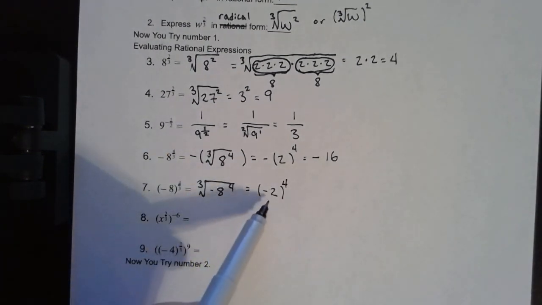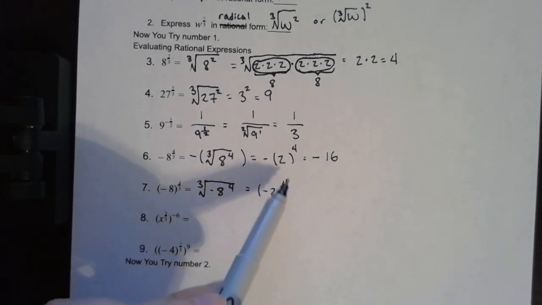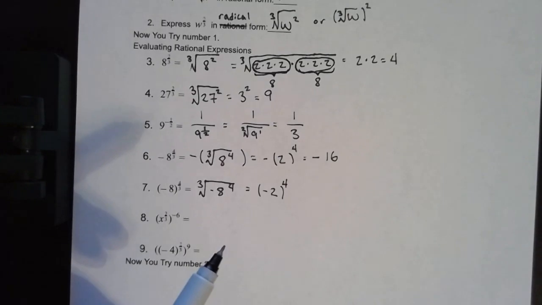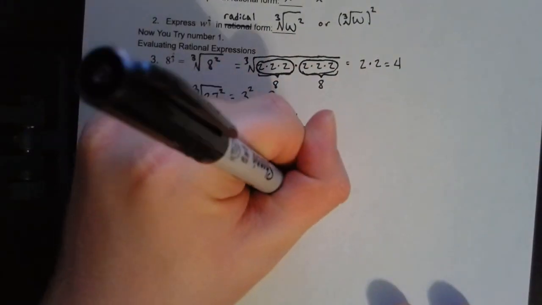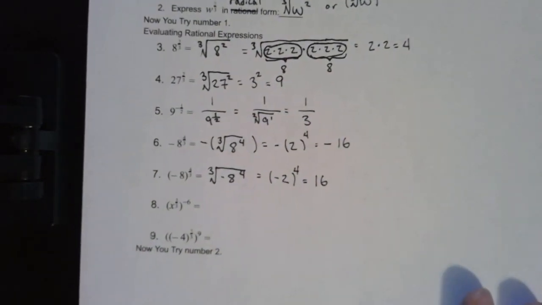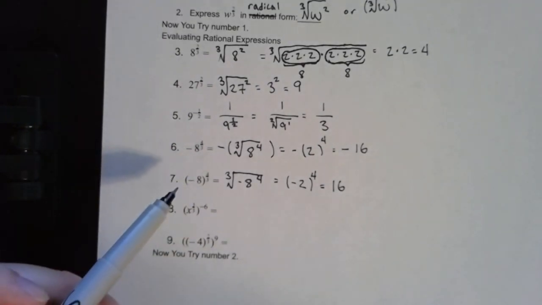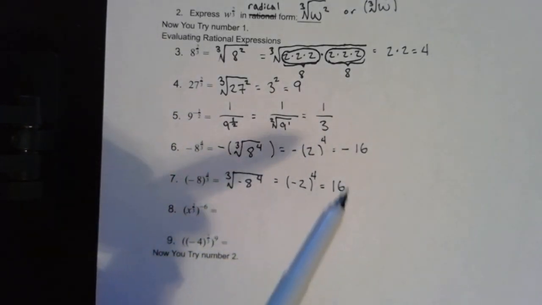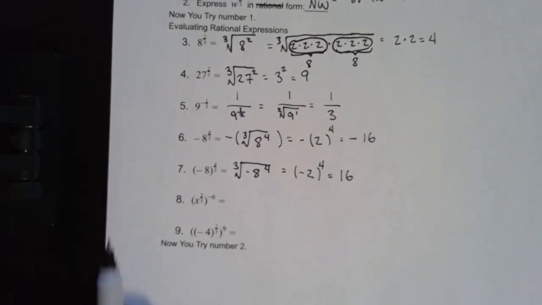So now we have this negative 2, and this negative is inside these parentheses. It is being raised to this 4th power. So we have to think about what negative 2 to the 4th power is, and that's going to be a positive 16. So notice when we had the negative inside versus outside parentheses does actually affect our answer. Okay. So let's go ahead and now look at number 8.